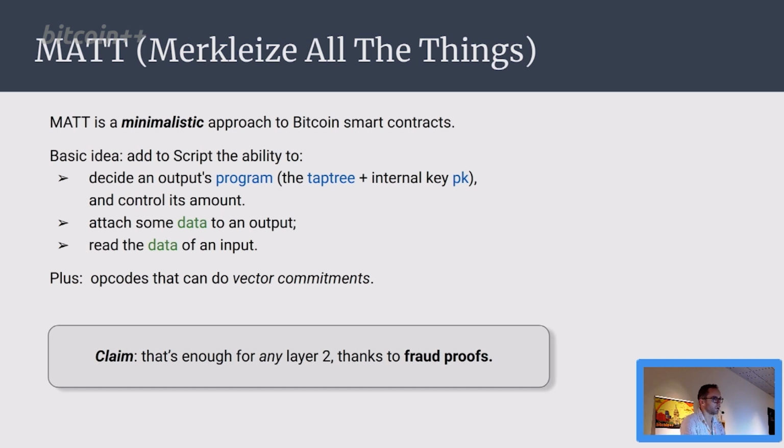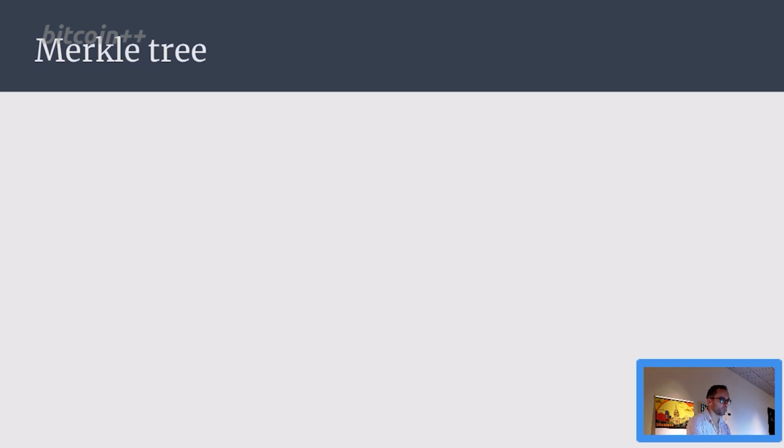And the claim is that if we have these two ingredients, then we can do arbitrary computation inside smart contracts. And that's interesting because it means that in a certain sense, we can basically implement any possible layer 2 without needing any further changes to layer 1. And the way we do that is by using a tool called fraud proofs, which is what Johan was presenting the other day. And so what is a vector commitment?